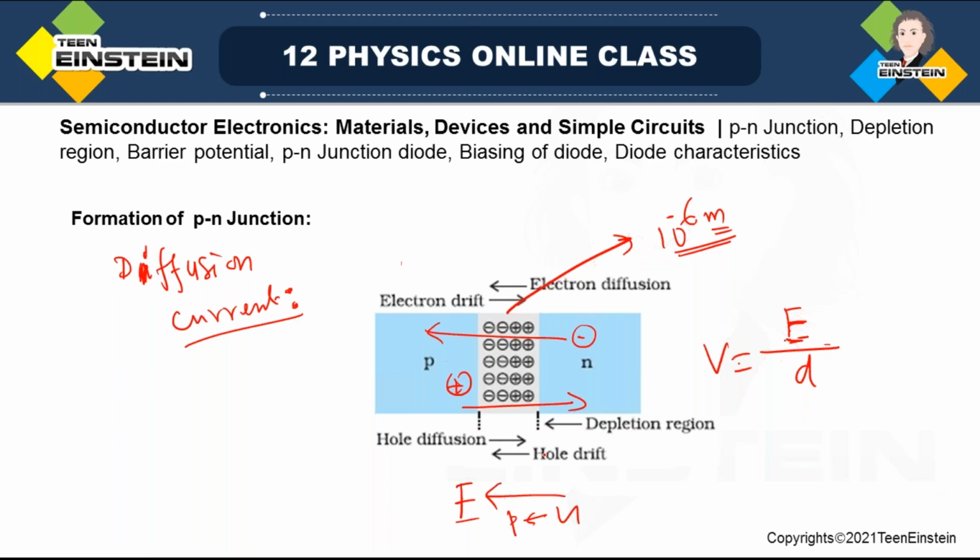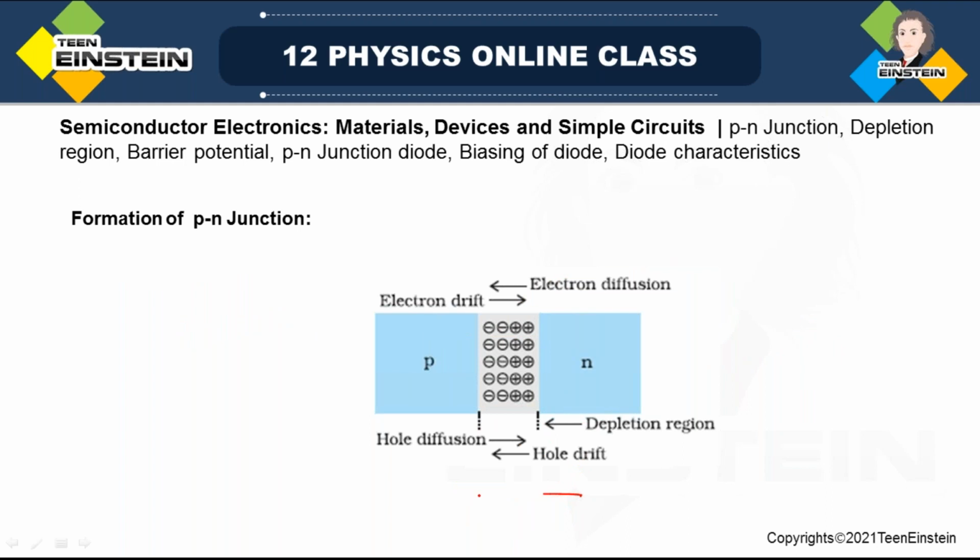So what we have got is the diffusion current. The diffusion current will be in the same direction as the hole moves, so p to n. The diffusion current will be in this direction. This is hole diffusion, so diffusion current.